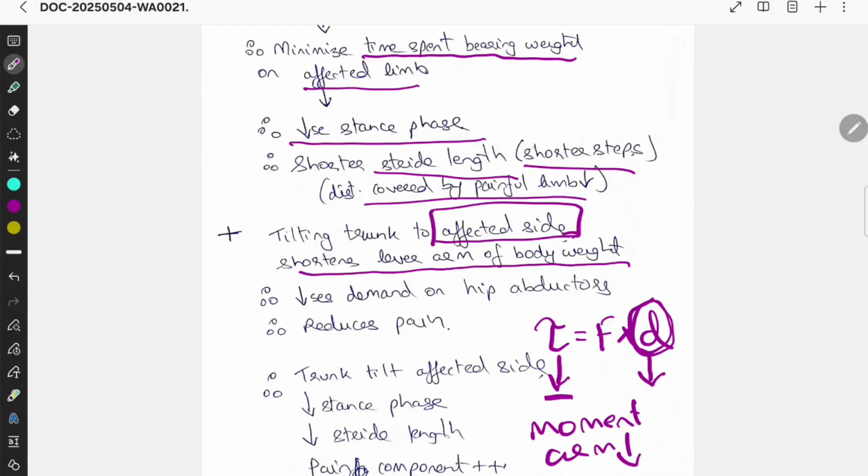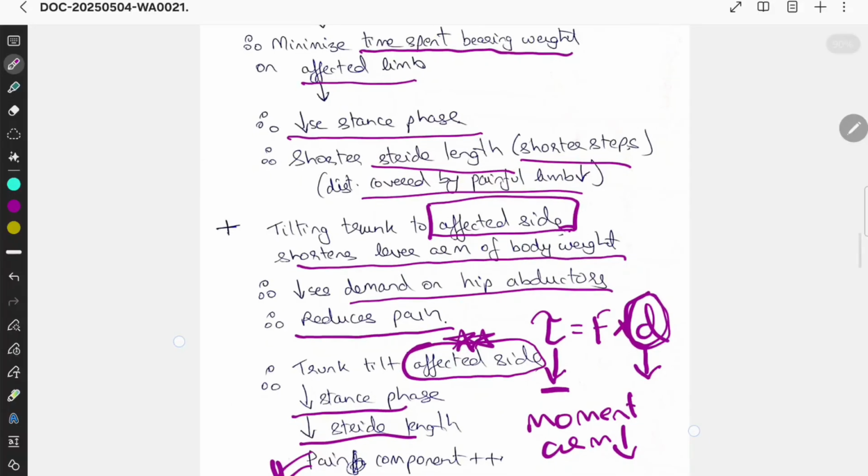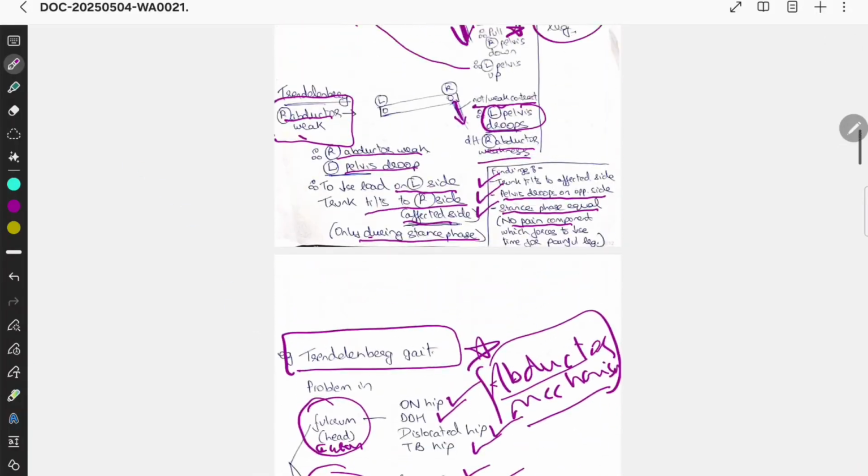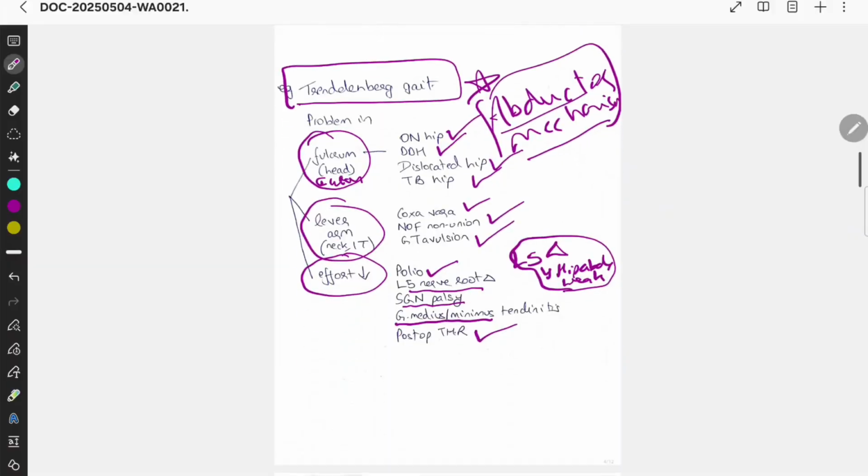Tilting of the trunk to the affected side shortens the lever arm of body weight, which decreases the demand on hip abductors and reduces pain. So the characteristic findings: most important, the pain component, which you might see on the face; then the trunk tilting towards the affected side; and now decreased stance phase and decreased stride length. So that was all. That was the core concept of the basic 3 orthopedic gaits. I hope I am very clear.